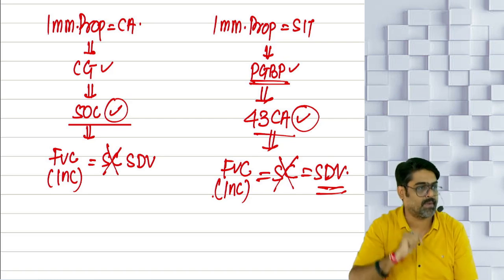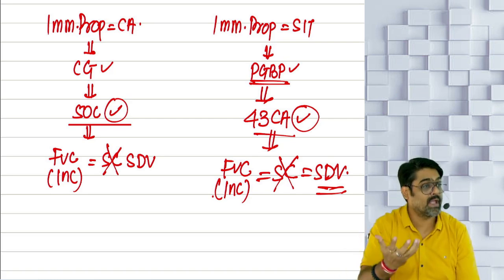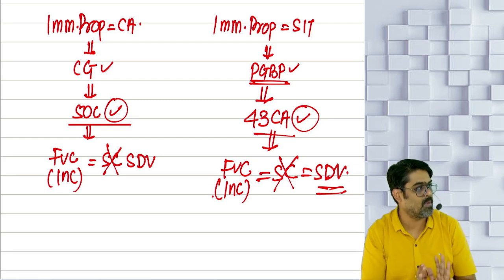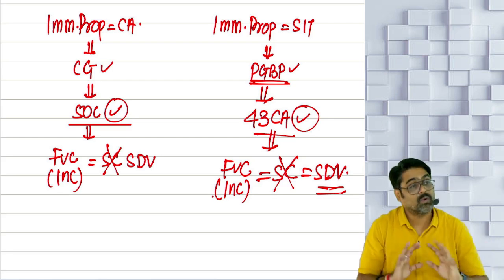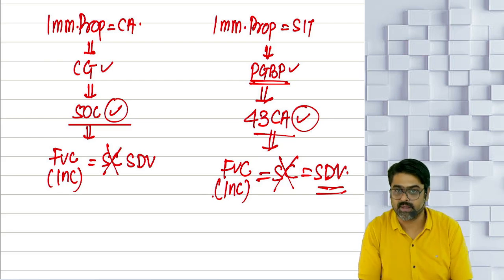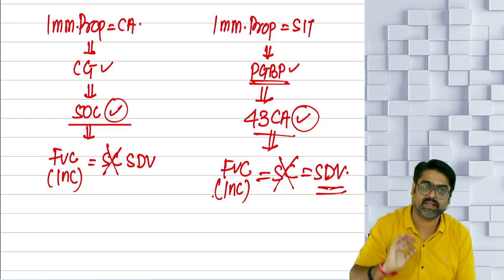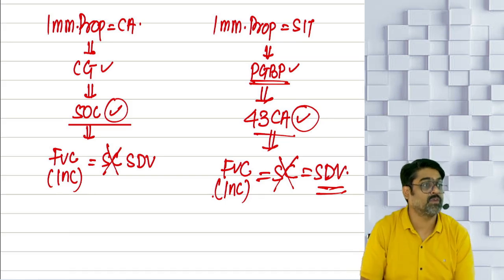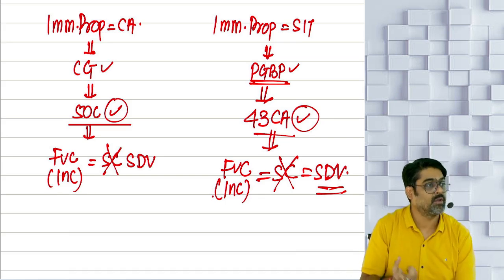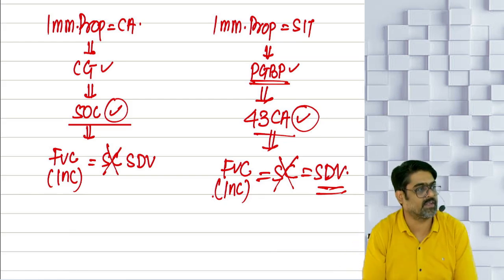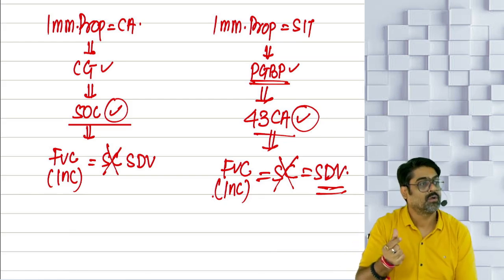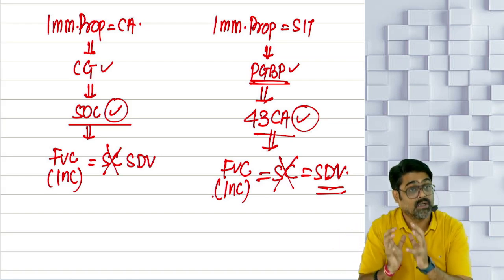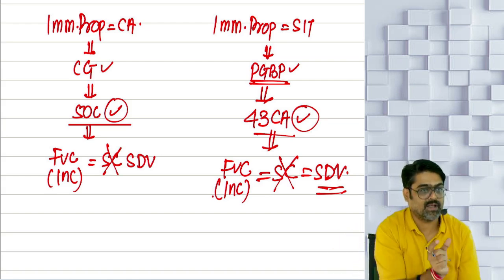If you are holding an immovable property as stock in trade, now are you holding the immovable property as a capital asset? No. You are holding the immovable property as stock in trade. So you are in the business of buying and selling immovable properties. Yes or no? Now this immovable property which you are holding as stock in trade, you are selling as stock in trade of your business. Yes or no?